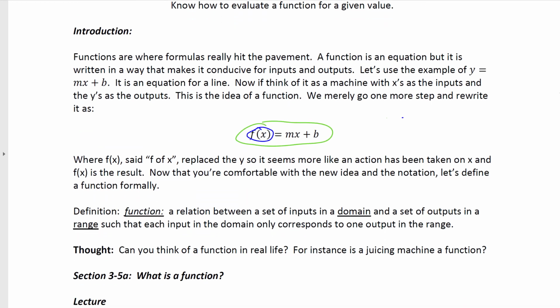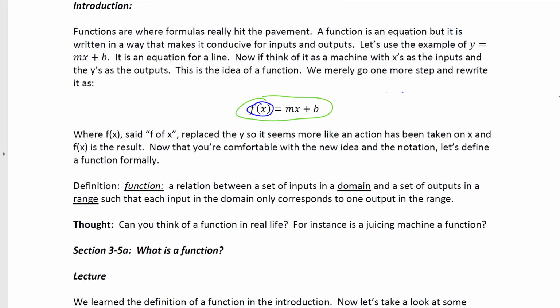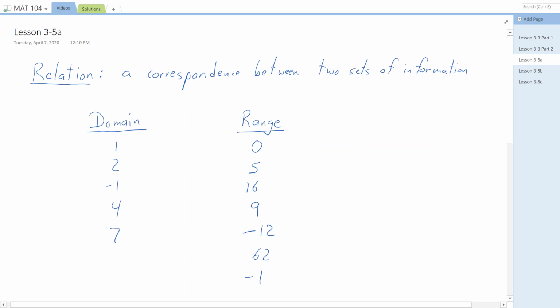As we scroll down the page here a little bit, before we get to the section 3.5a lecture, we see a definition, and there's some words underlined here: function, domain, range. The book gives you a really quick definition for these words and kind of ignores some other words which are also important. So before we get in too deeply, I'm going to jump over here and try to make sure that you've got the proper vocabulary for talking about functions.